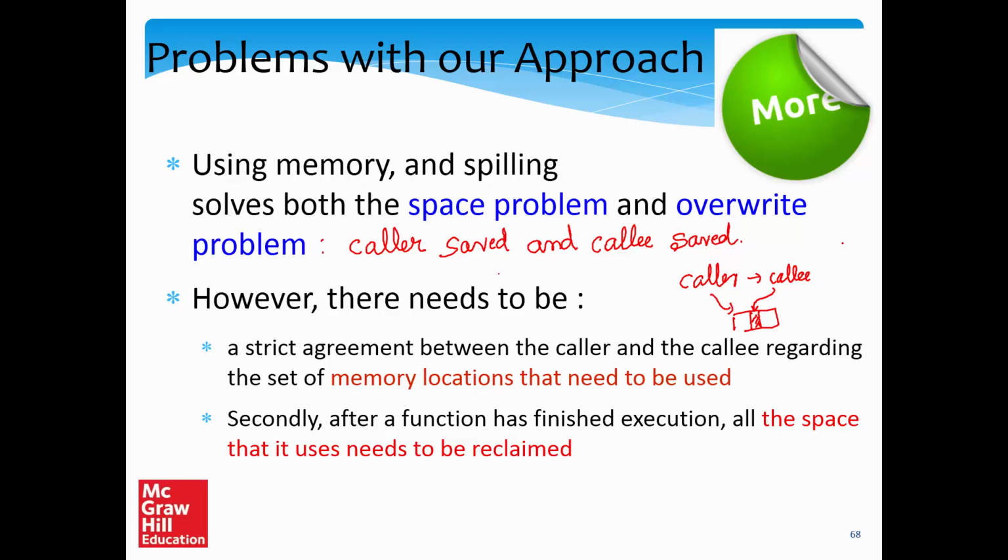This space has to be reclaimed, right? So we have to somehow mark this space as empty such that it can be used by other parts of the program. So there is a need to reclaim the space. This makes things pretty complicated, and the root of all the problems is the space problem and the overwrite problem.